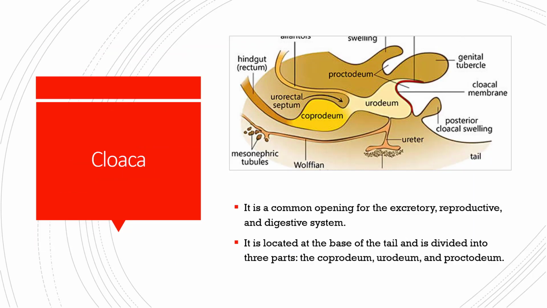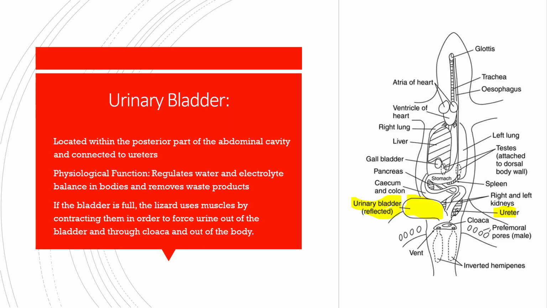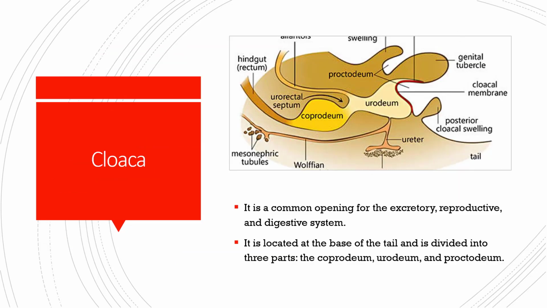As we can see in the last slide, the cloaca is right below the urinary bladder and the ureter. The cloaca is a common opening for the excretory, reproductive, and digestive systems. It is located at the base of the tail and is divided into three parts: the coprodeum, urodeum, and proctodeum. As we can see in the photo just above the text, they are right there, each one connected to the others.